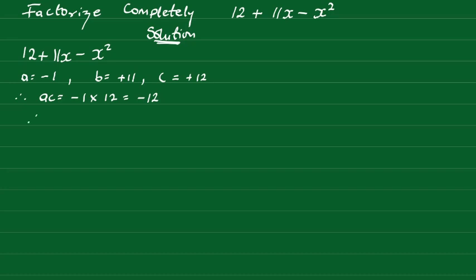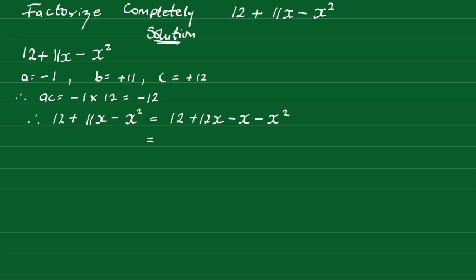Therefore, we have it that 12 plus 11x minus x squared is equal to 12 plus 12x minus x, taking the place of plus 11x. Now we have minus x squared.